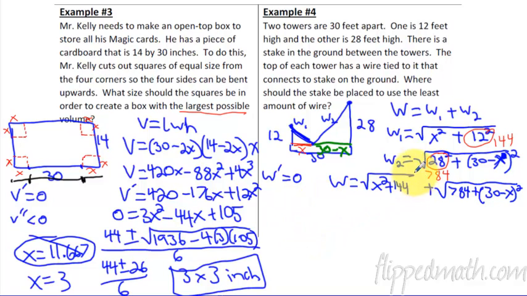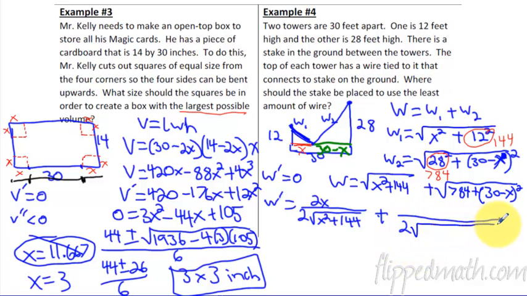Okay, so when we take the derivative of this, we're going to have W prime equals, hopefully I gave you enough room on your notes there. So this drops down, so I have 2 square root of x squared plus 144, and then times the derivative of the inside, which is going to be 2x plus, okay, now let's do this again. So we have our big fraction here. On bottom, we're going to have 2 square root of 784 plus 30 minus x quantity squared.